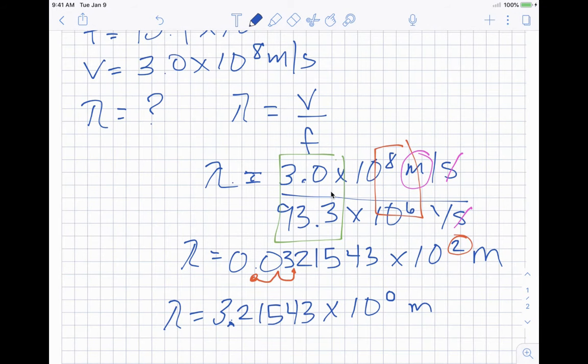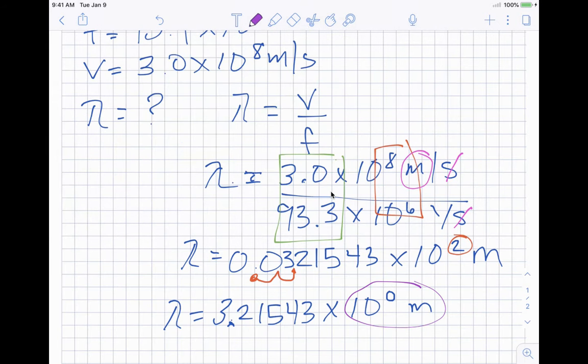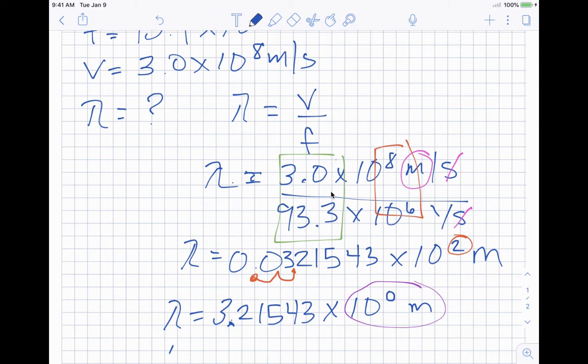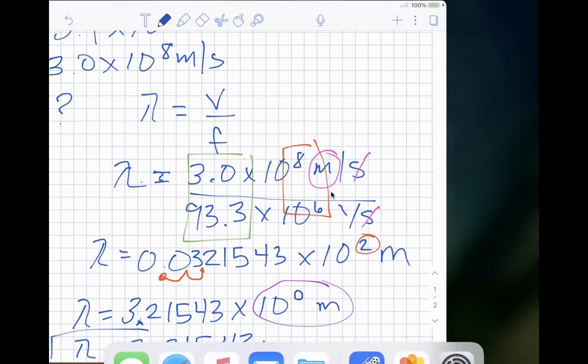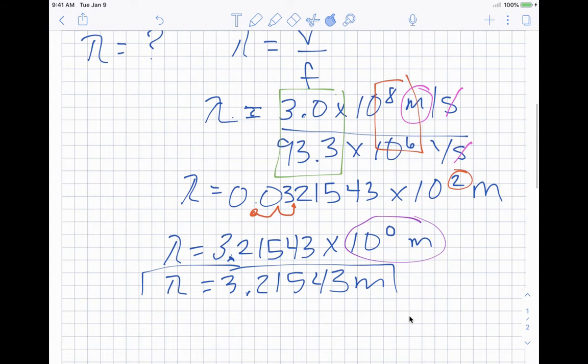So you could leave it like that. I would accept your answer like that, but maybe most of you already know that 10 to the power of 0 is equal to 1. So if 10 to the power of 0 is equal to 1, then this is times 1. So I could also write my answer as 3.21543 meters. And I would take either one of those as a correct answer. So you could draw a line around either one of those. Let me move that just to make sure you were able to see the last bit right there.